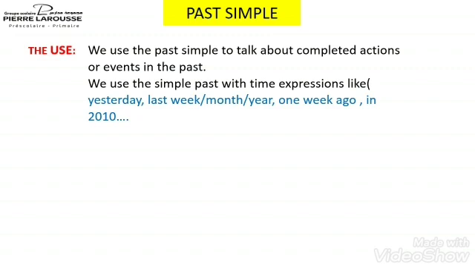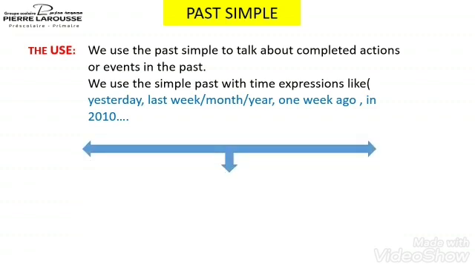So here I will show you how you can understand the simple past well. As you see here in the middle of this chart we have the present, and on the left we have the past, which means the action is finished, and on the right we have the future, which means the action will happen in the future.